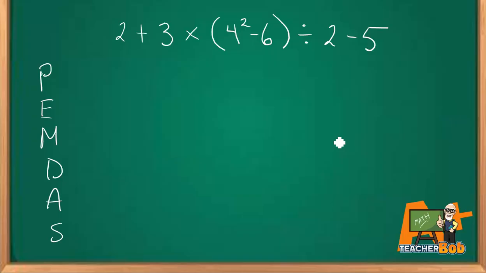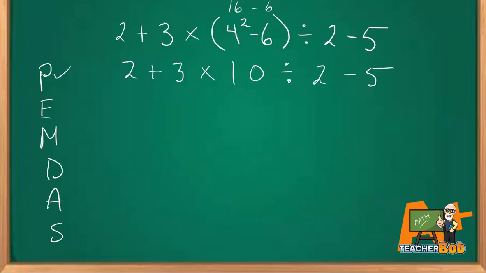So this is going to be 4 to the power of 2, or squared, or to the exponent 2. So that means 4 times 4, that's 16. Then it subtracts 6. So now what we're left with is 2 plus 3 times 16 subtract 6 is 10. So that's what's inside this parentheses. So we can replace that with 10 divided by 2, then subtract 5. Okay, so parentheses is done.